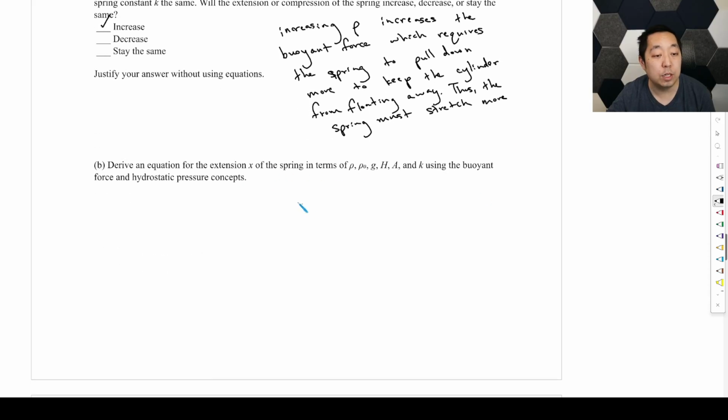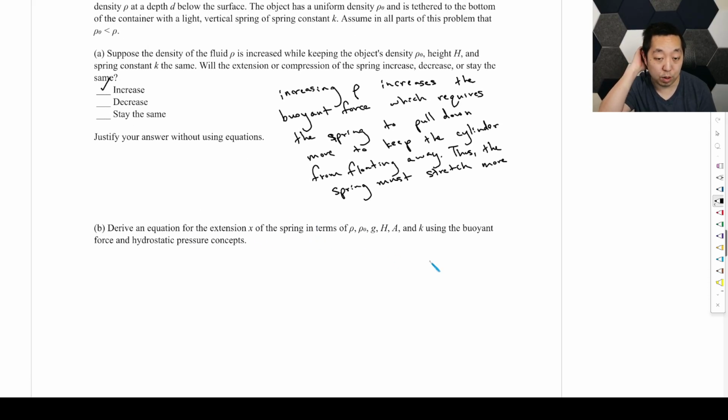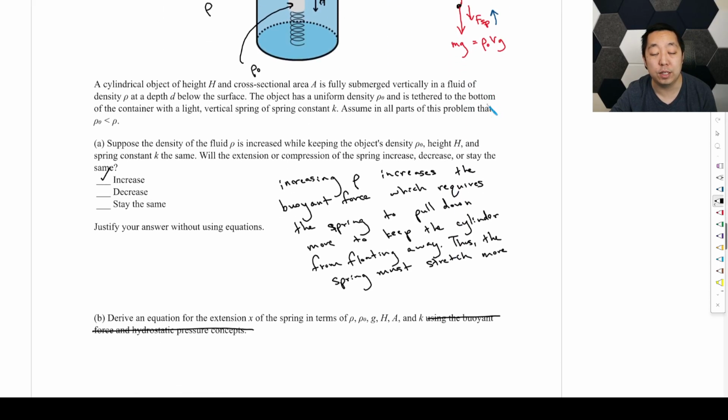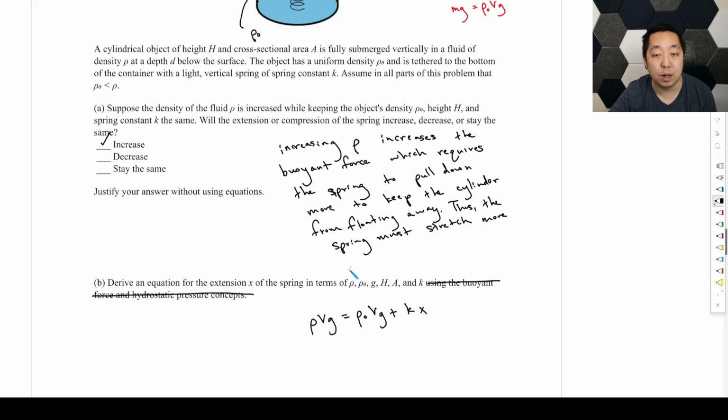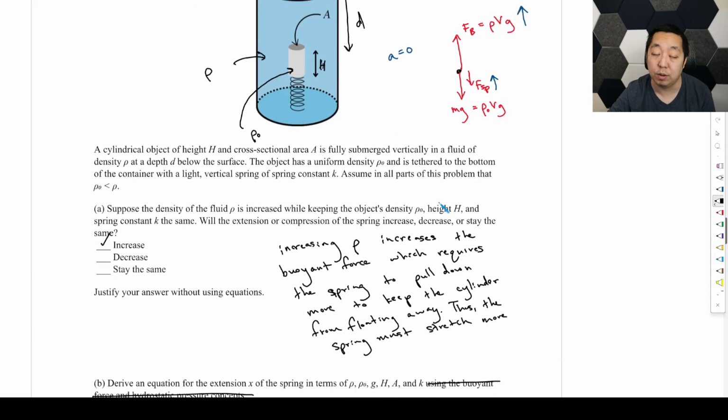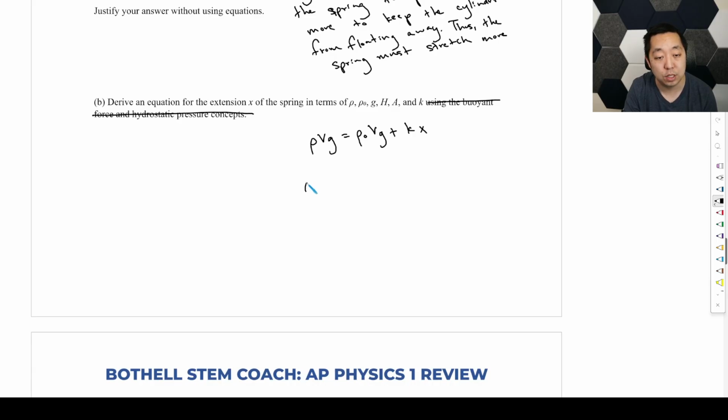Okay, so now we want to derive an equation for the extension of the spring in terms of rho naught, g, h, and k using the buoyant force and height. So for this one, we just say the upward force is equal to the downward forces, because the net force is 0. So rho vg is going to equal rho naught vg plus the spring force, which is kx. This is our free body diagram process, our forces process. So rho vg minus rho naught vg is equal to kx. You just divide that by k, and that gives you the expression for x.